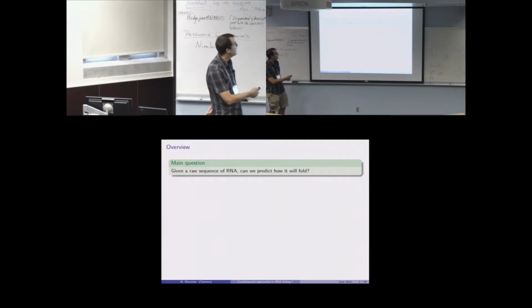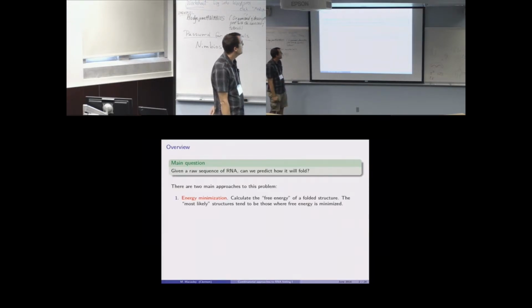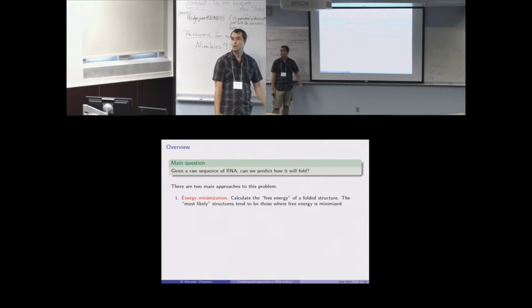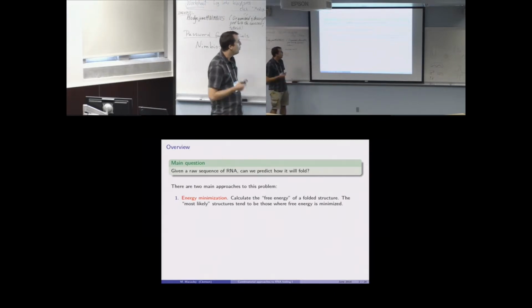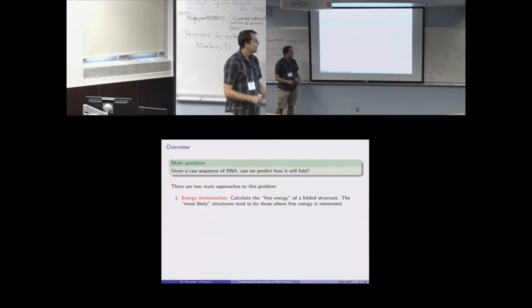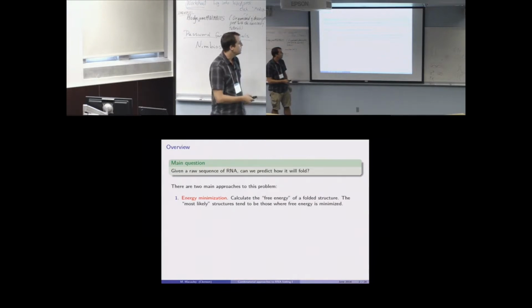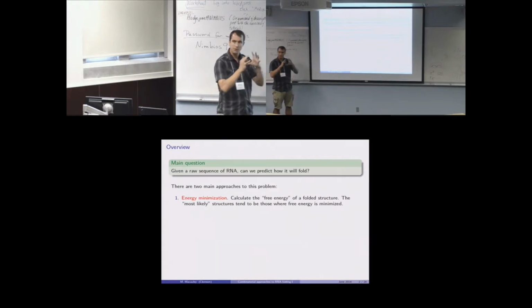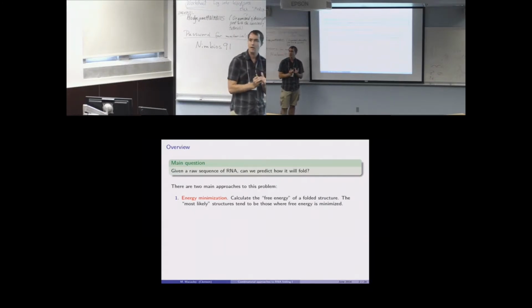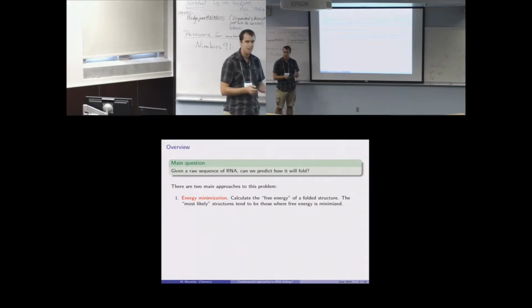But here's the question: how can we predict how it will fold? There are two approaches to this problem, from what I can tell. One approach is a dynamic program, which is a recursive algorithm, where you figure out, given a folded structure, how much free energy it has. So you give an energy score to every structure, and it turns out that the most likely structures, the most observed structures, tend to be those where the free energy is minimized, or really close to minimized. And I'll talk about what that means in a second.